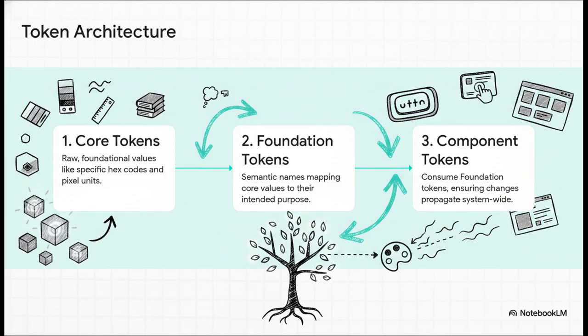Let's break it down. At the very bottom, you've got your core tokens. These are just the raw values, right? Like a specific hex code for a color or a pixel value. Then, one level up, you've got foundation tokens. These give those raw values a purpose. So instead of just a hex code, it's now color primary. And then at the very top, component tokens are what actually use those named values.